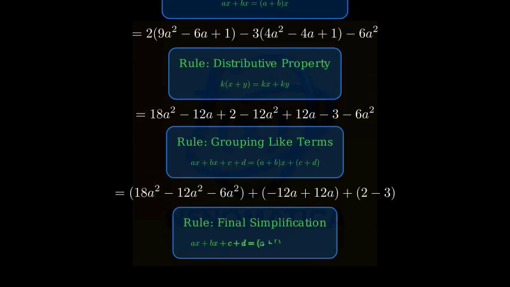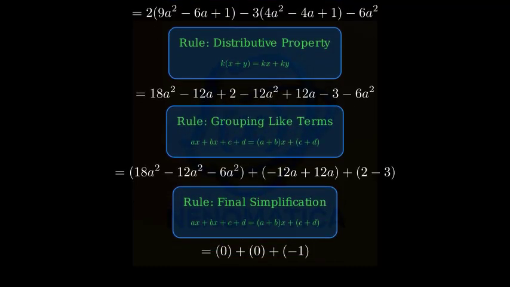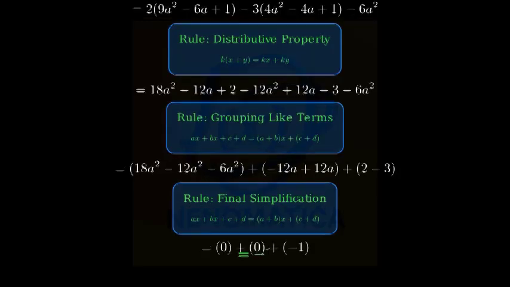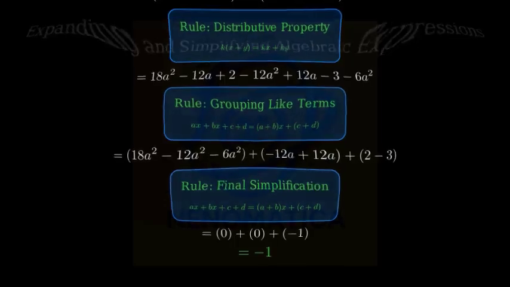We'll add or subtract the coefficients of like terms. The a squared terms combine to give 0, the a terms also sum to 0, and the constants simplify to negative 1. Therefore, our final answer is negative 1.